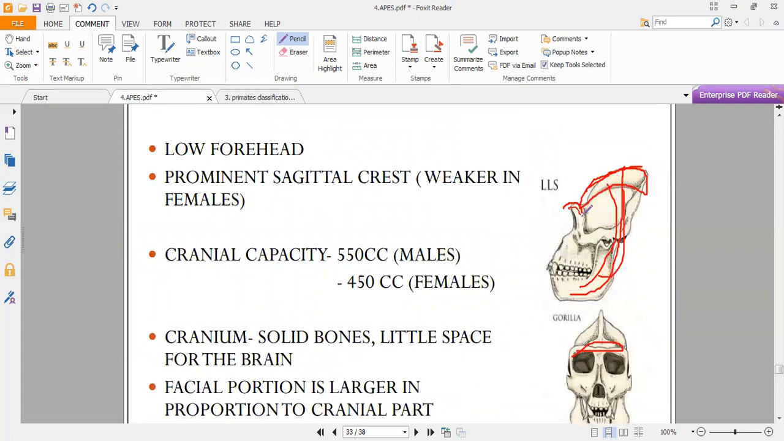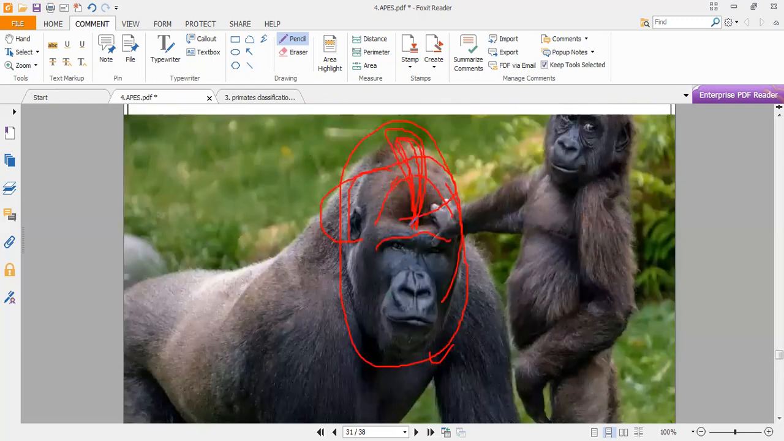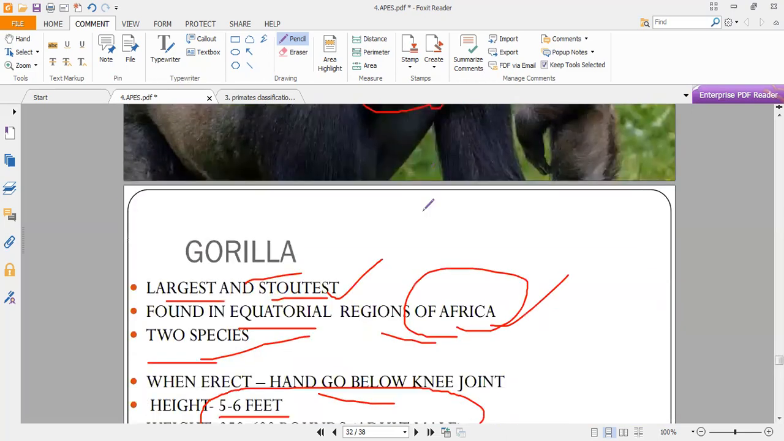Along with that, they also have a continuous supraorbital ridge. This is the supraorbital ridge. Forehead, low forehead. The forehead is not very well developed. Low means from here it is sloping backward. That's why we call it a low forehead.